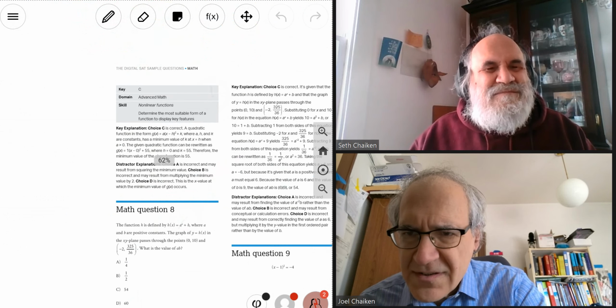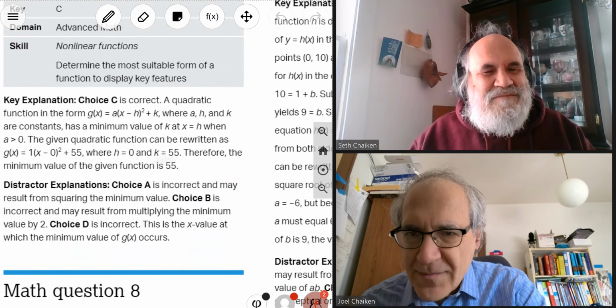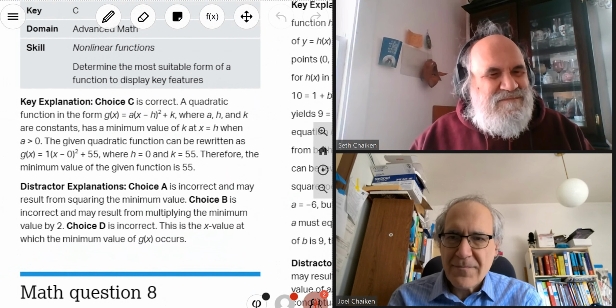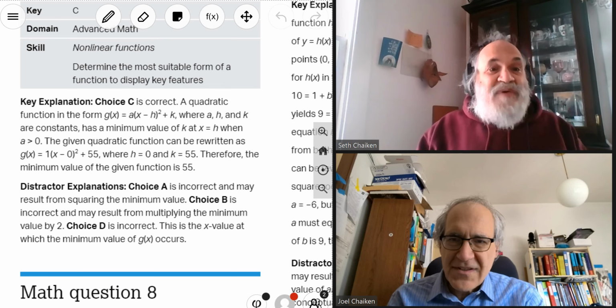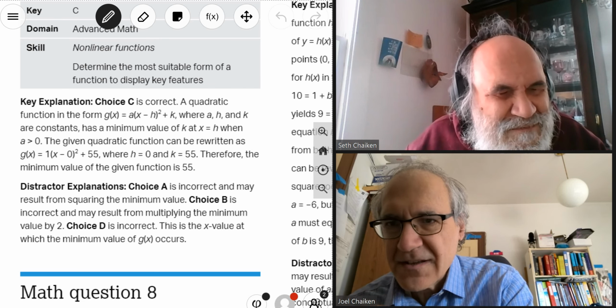Here it is. C. There it is. Okay, a quadratic in the form that. Yeah, so they go into the whole quadratic form. Wow. Was it B? They really go into the whole quadratic form thing.